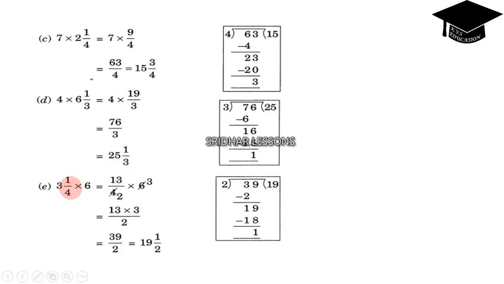3 of 1 by 4 into 6. We can rewrite this as 3 into 4, 12 plus 1, 13 by 4 into 6. Okay, 2 cancels 4 2 times and 6 in 6 it cancels 3 times. So 13 into 3 is 39 by 2. If 39 is divided by 2, the resultant remainder is 1. So 19 and a half is the result.